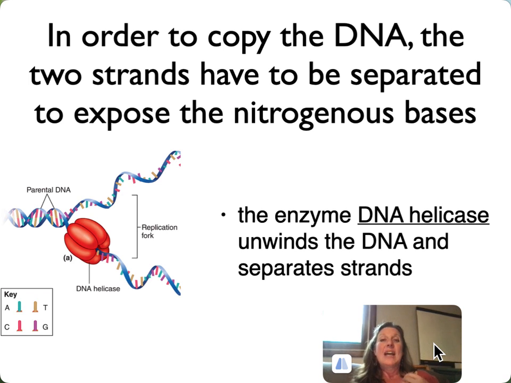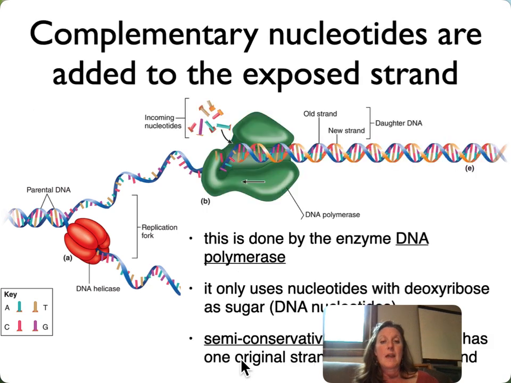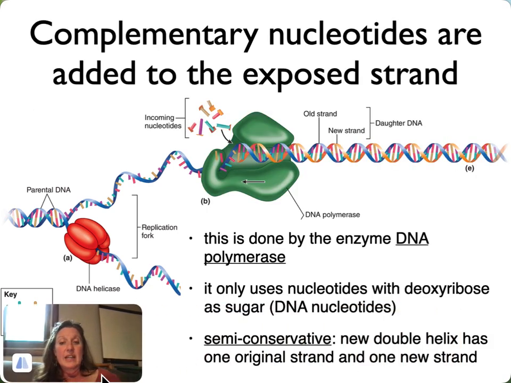Okay, now, in order to copy the DNA, first we have to unzip the DNA so that we can see the nitrogenous bases inside. So there's an enzyme called DNA helicase. Helicase: ase means enzyme, heli means the helix. So this is taking apart the helix or unzipping the helix. And it slides along one of the strands and unzips the DNA as it goes.